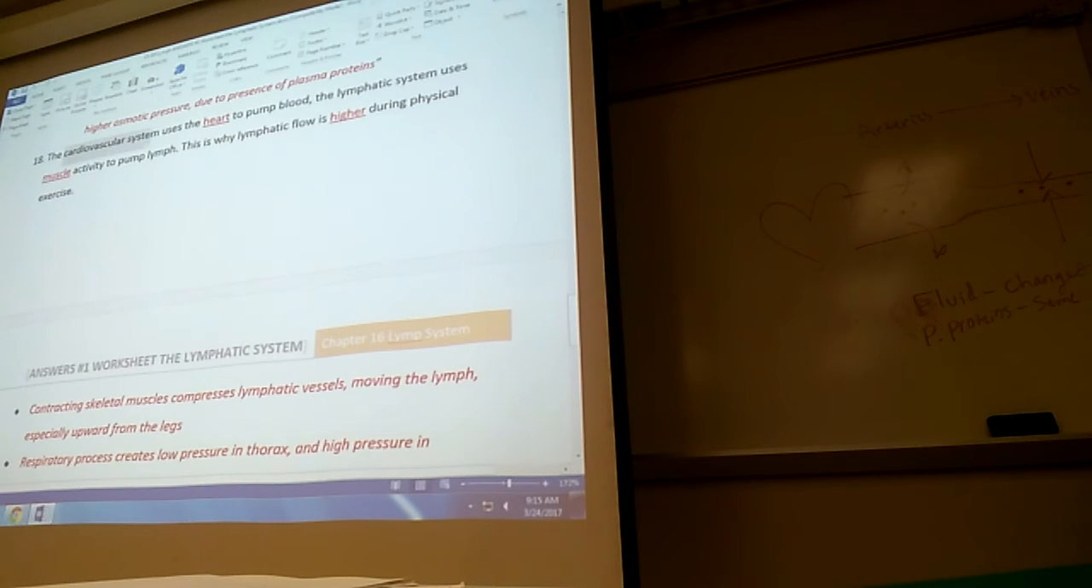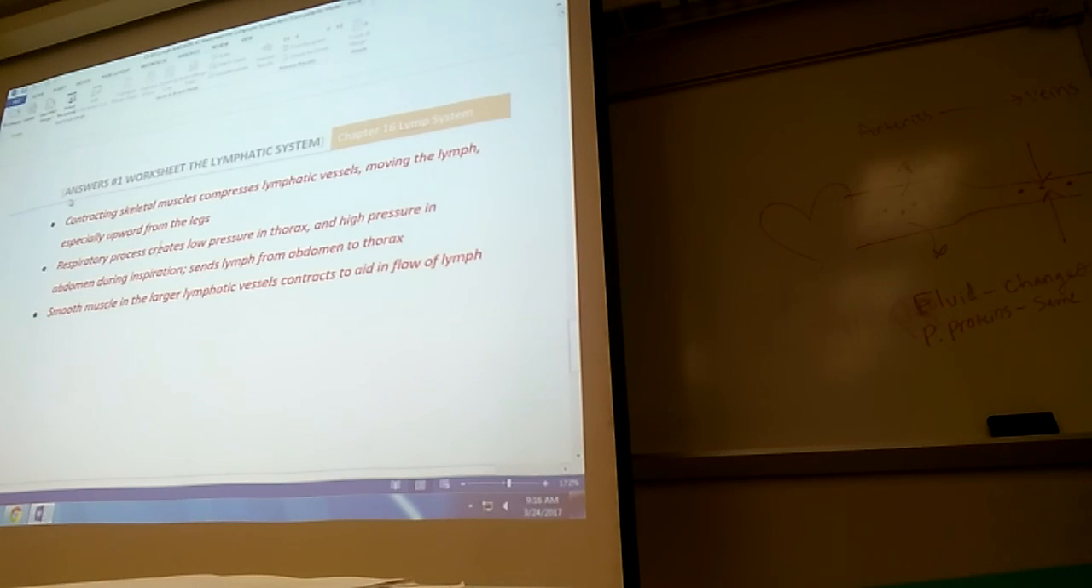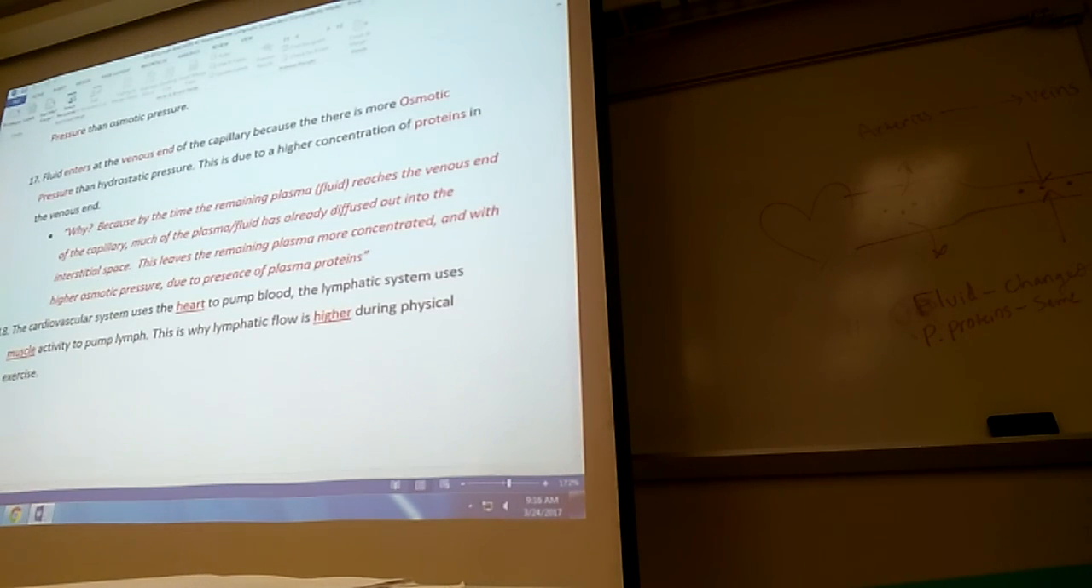We already went through this. Cardiovascular system uses the heart. Lymphatic system uses muscle activity, so exercise. This is why lymphatic flow is higher during physical exercise. Okay? And this can be from contracting skeletal muscles, breathing, respiratory, or smooth muscle movement. So those are all muscles. Muscle movement is what causes lymph flow.